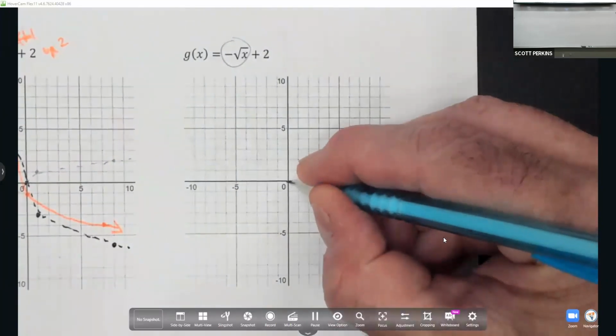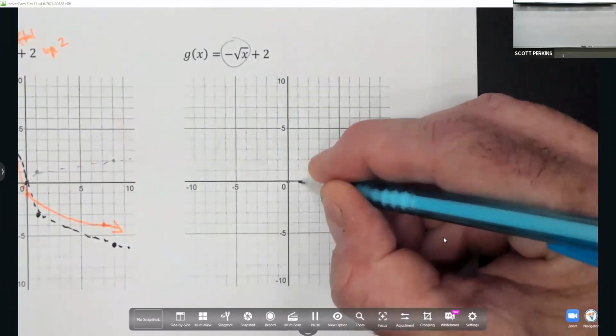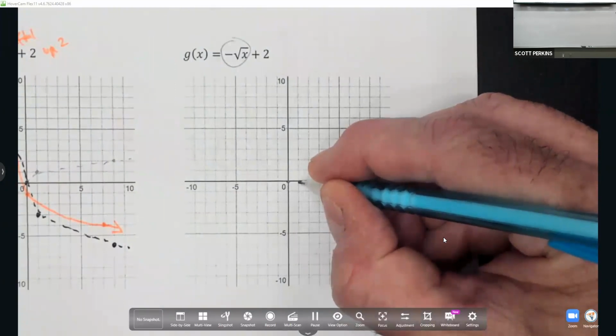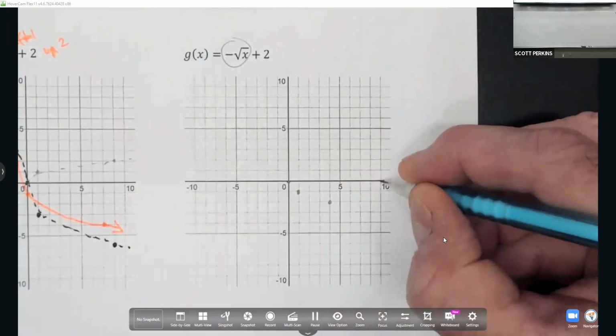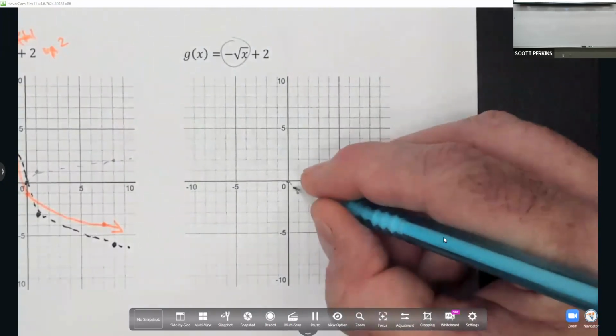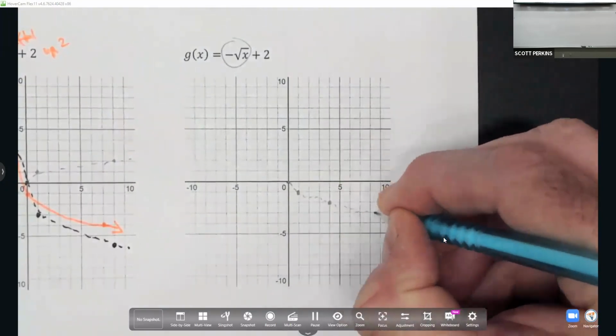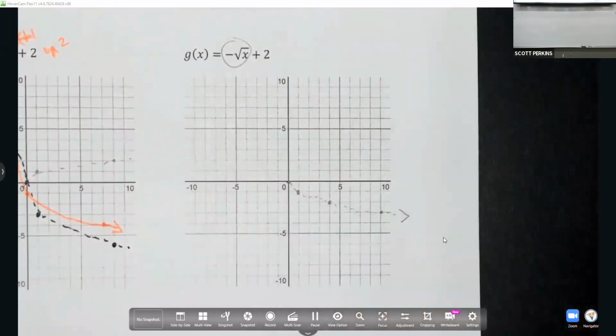So 0, 0 stays, but now the square root of 1 is 1, but I make it negative. The square root of 4 is 2, but I make it negative. The square root of 9 is 3, I make it negative. And so here's my intermediate graph. This is the negative on the outside of the square root of x.